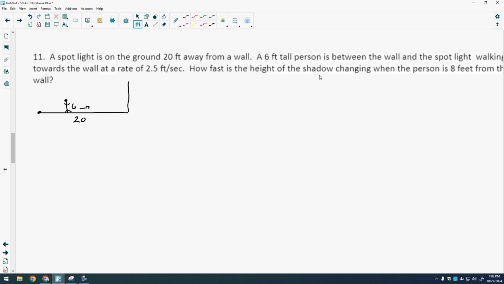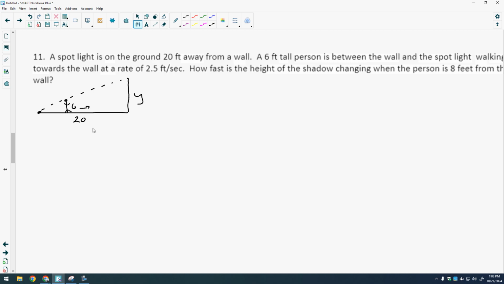How fast is the height of the shadow? So the spotlight's casting a shadow. The shadow is going to be laying out here, or sitting up here on the wall somewhere. So here's my spotlight. Here's my shadow. I'm going to call the shadow Y. Do we all agree that that's the shadow? Person, spotlight, shadow, right here.